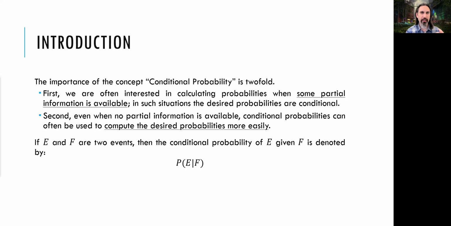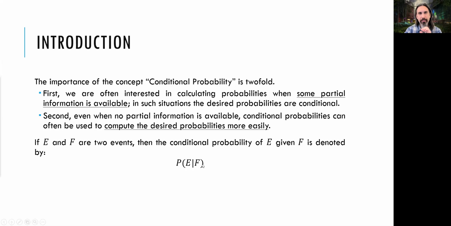It can either be that we have partial knowledge, or that we are trying to break down the complex event and calculate all the values one by one. Both are part of the use of conditional probability. When we talk about conditional probability, we are talking about at least two events, where one of them is the given event, the condition, and the other is the event whose probability we are trying to calculate. As you can see, we have E and F as two events, and we write the conditional probability of E given F like this.